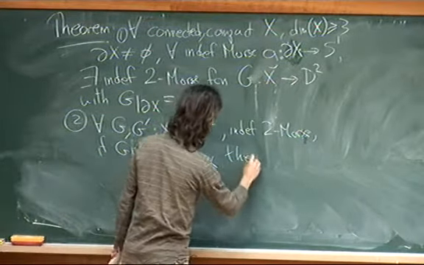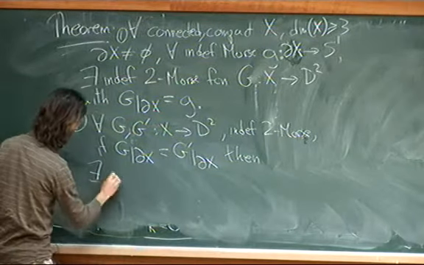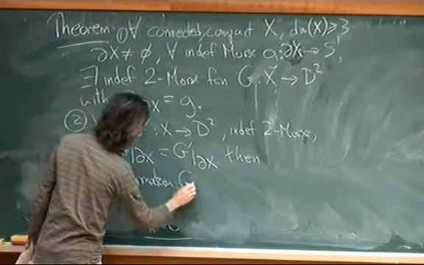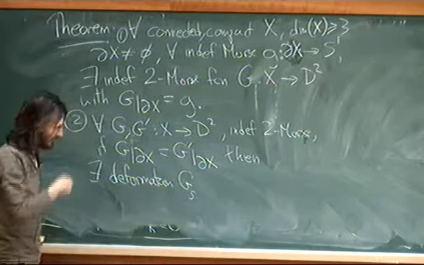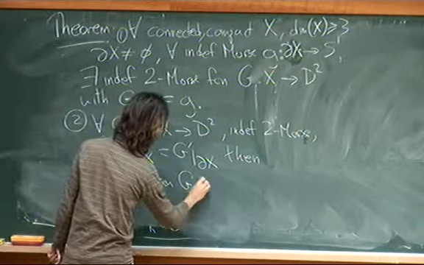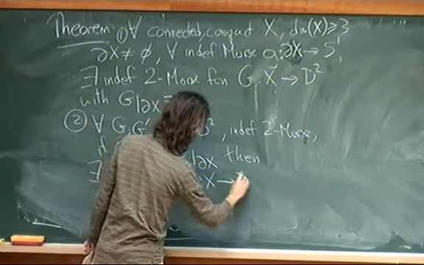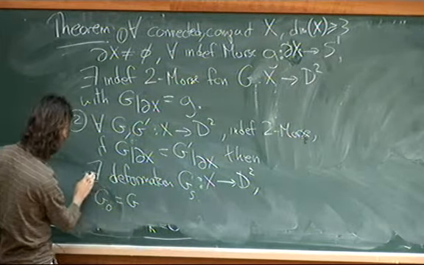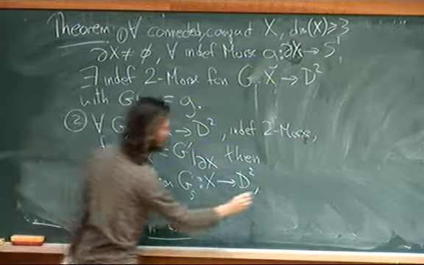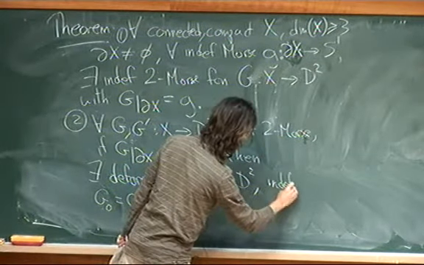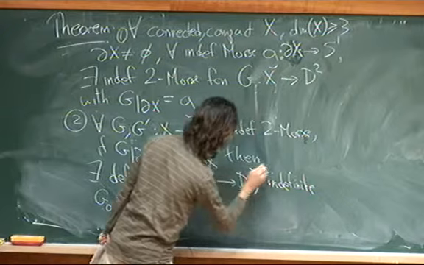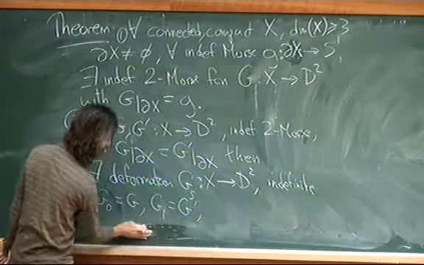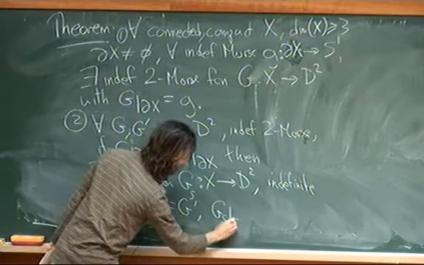then there exists a deformation, which means a stable homotopy, g sub s from X to the disk, with g0 equal to g. Sorry, an indefinite deformation. This is the indefinite. g0 equal to g, g1 equal to g prime, and of course I want it to stay fixed on the boundary for all time, so g_s restricted to the boundary of X.